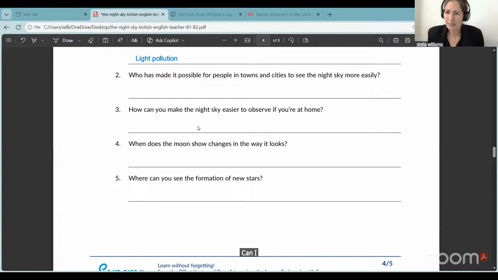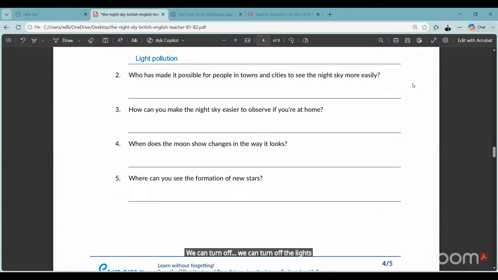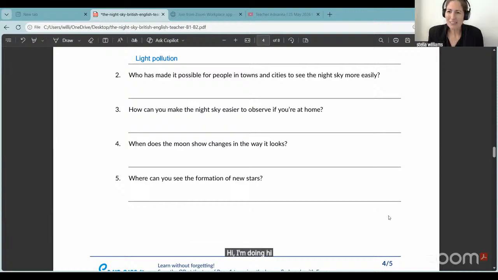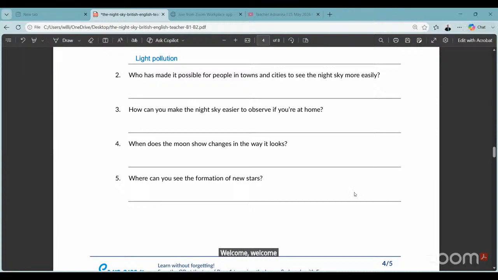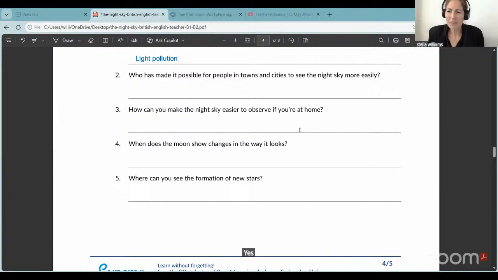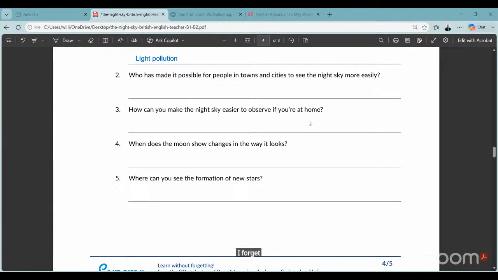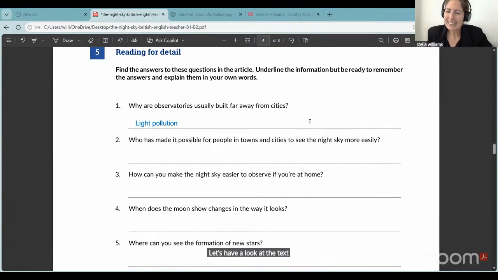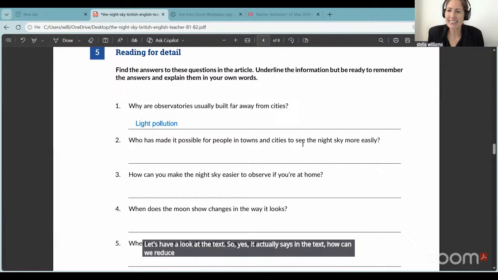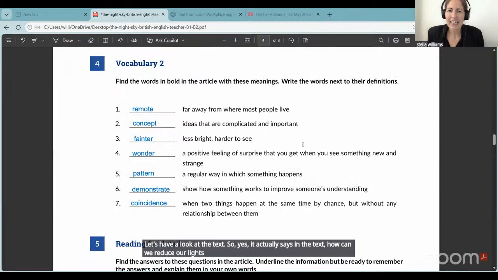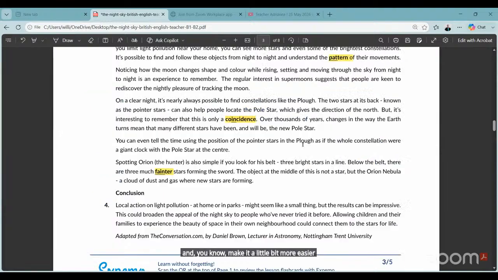Mary? We can turn off the lights. Can I try, teacher? Yes. Hi, Louis. Welcome. I think you need to reduce light pollution in your space or your garden. Yes. So what can we do? How do we reduce it? I forgot in the text. Let's have a look at the text. It actually says in the text how we can reduce our lights and make it a little bit easier to see the stars.